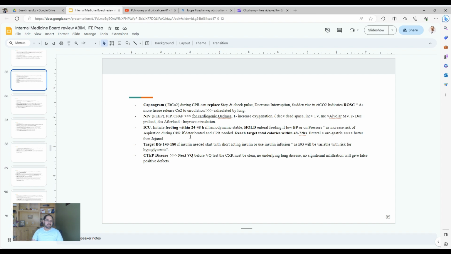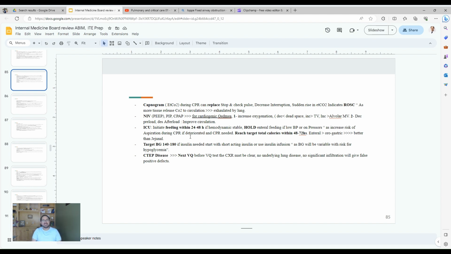Feeding in the ICU, there is at least one or two questions about feeding, when to start feeding and when to reach the target. You usually have to start the feeding within 24 to 48 hours, if hemodynamically stable. You don't want to start with the patient hemodynamically unstable, and the patient later on goes into cardiac arrest and they start CPR, and then the gastric contents reflux and go for aspiration pneumonia. But ideally, start feeding within 24 to 48 hours and reach the target within 2 to 3 days.